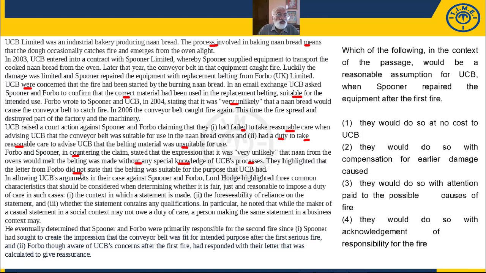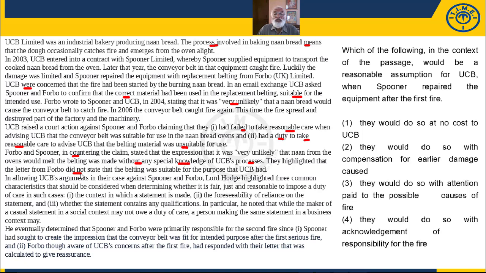Okay. In allowing UCB's arguments in their case against Spooner and Forbo, Lord Hodge, the judge, highlighted three common characteristics that should be considered when determining whether it is just, fair, and reasonable to impose a duty of care in such cases. In other words, if you really want to know whether people have a duty of care and whether it is fair and just and reasonable to expect them to have the duty of care, then ask yourself three questions about the statements that they make. What is the context in which those statements are made? What is the foreseeability of reliance on those statements? And whether the statements contain any qualifications.